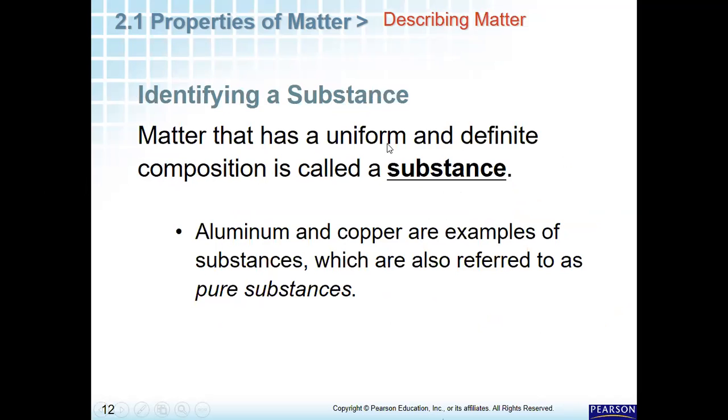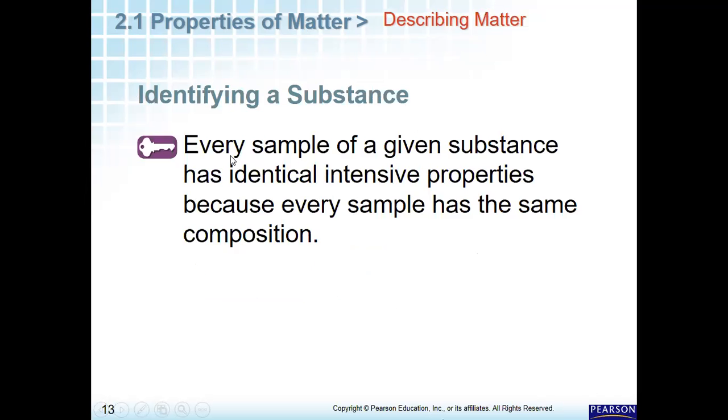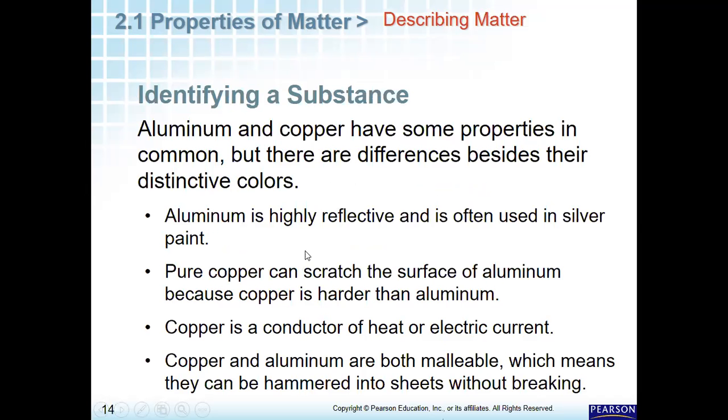The matter that has a uniform and definite composition is called a substance. Whether it is an element like aluminum or copper, or a compound like water, it has a definite, specific, unique structure for it only. Every sample of a given substance has identical intensive properties because every sample has the same composition. So if I get a sample from the same matter, we'll get the same intensive properties.